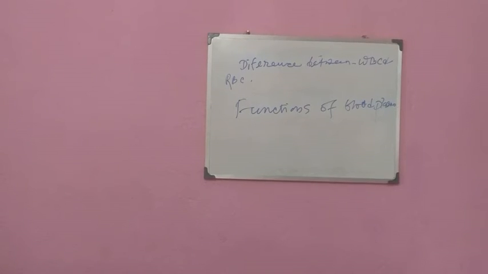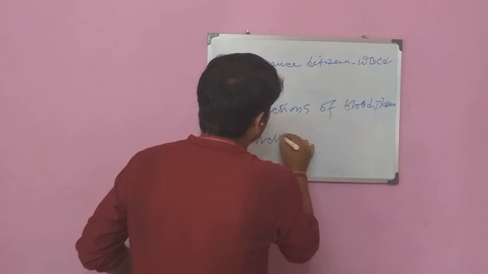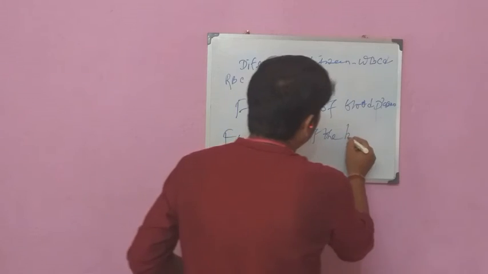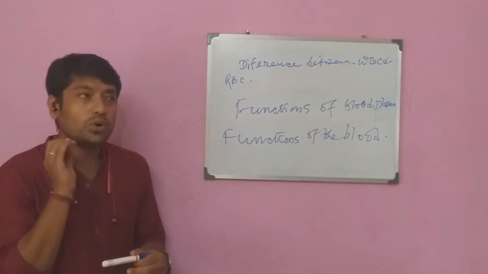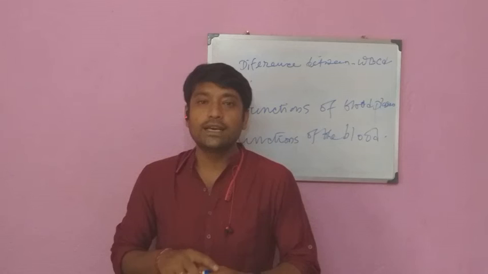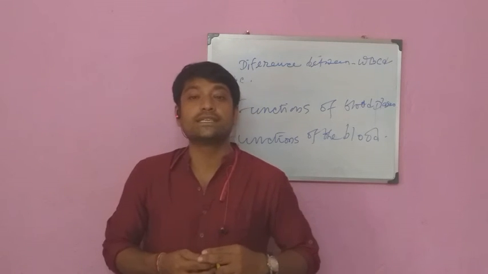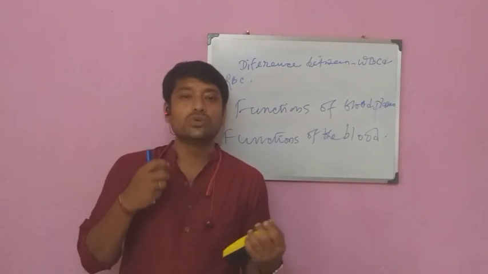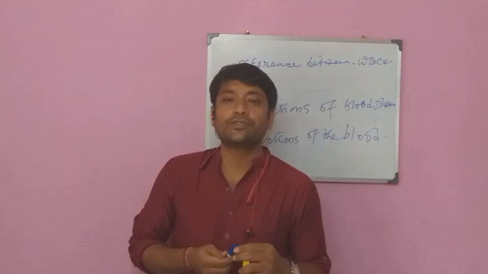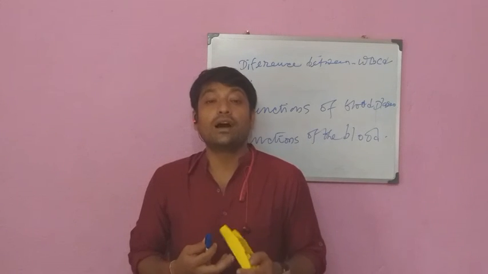Blood plasma is one thing, and blood is another thing. Now look, functions of the blood. Students, there are many functions, but only the important functions of blood: transport of digested food from the alimentary canal to tissues, and these substances are simple sugars like glucose, amino acids, vitamins, mineral salts, etc. Another important function of blood: transport of oxygen in the form of an unstable compound, oxyhemoglobin, from the lungs to the tissues.